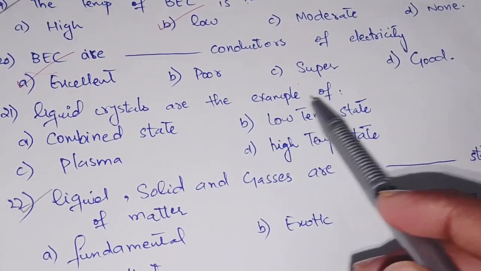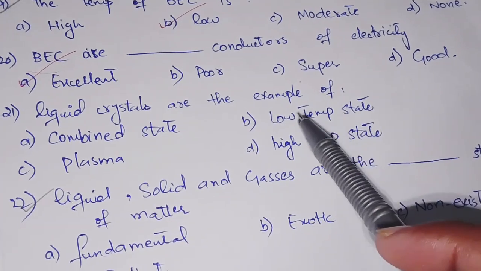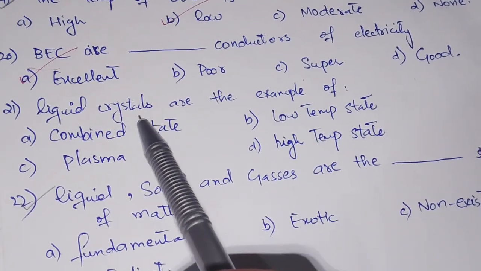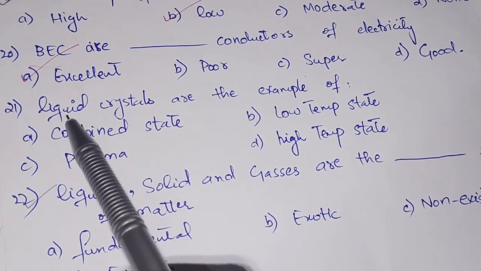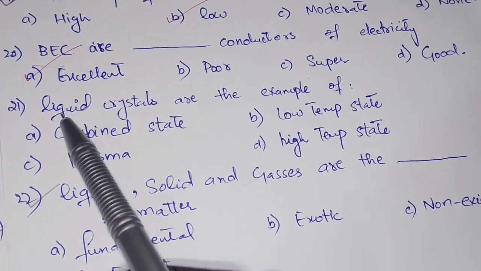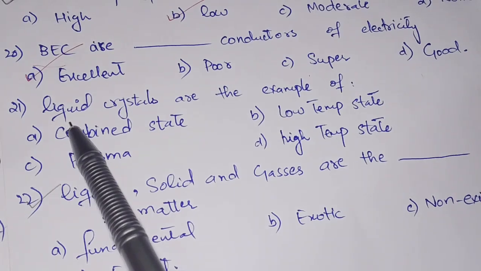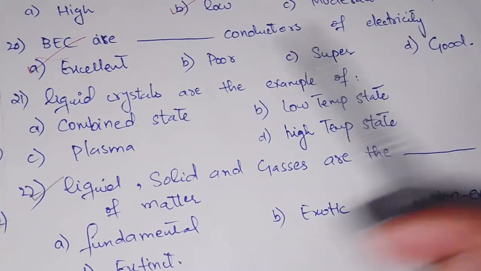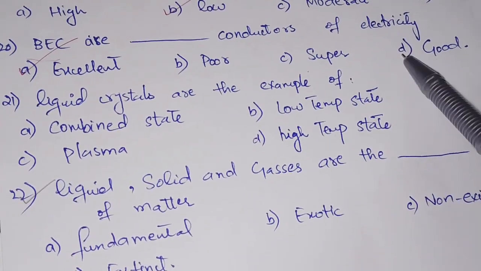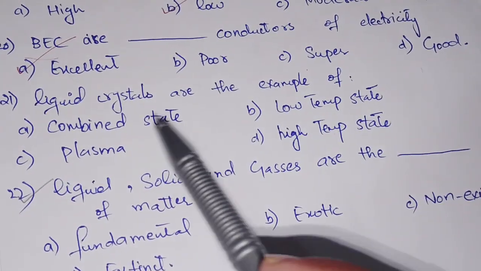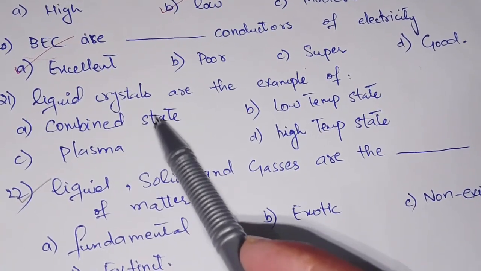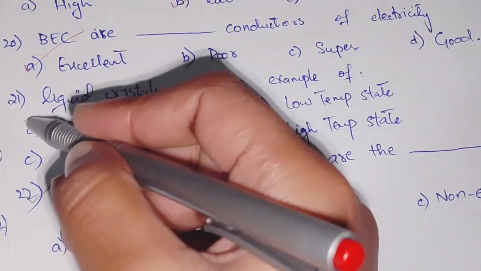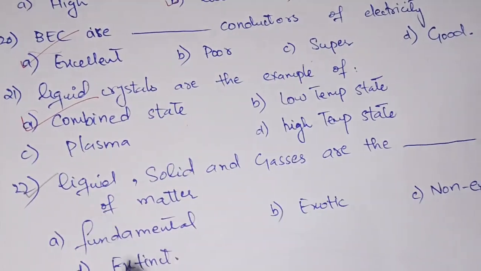Liquid crystals are examples of: option A combined state, option B low temperature state, option C plasma, and option D high temperature state. When we look at this name, it is liquid crystal. Liquid is a fluid thing, and crystal is a solid thing. So its name describes that it is composed of two things, the liquid and the solid. The high temperature state is plasma, and plasma is also here as an option, and the low temperature state goes with BEC, as we have already discussed. The thing that is left is the combined state, which is the combination of two. So liquid crystal is also a combination of two. So option A, the combined state, is the correct option for liquid crystal.